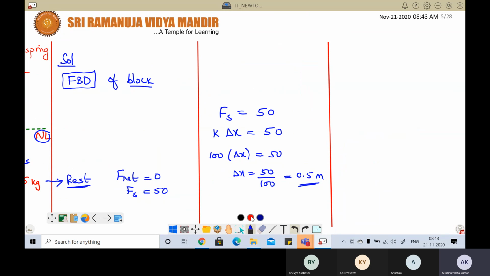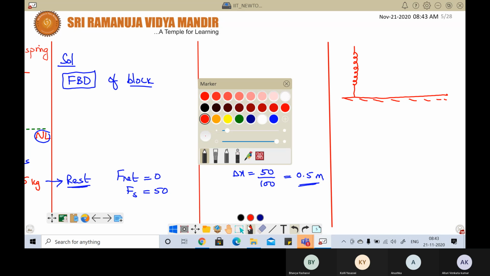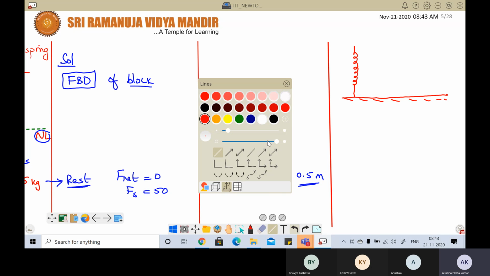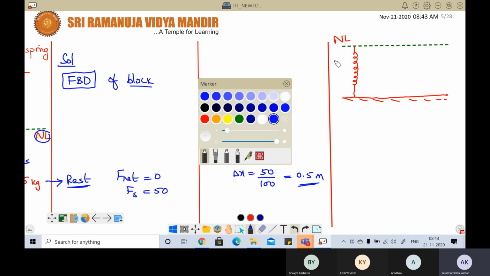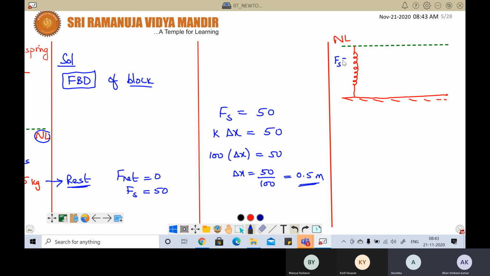Okay, see here. This is a ground. There is a spring like this, which is in natural position like this. This is the natural length. That means, will there be any spring force here? No, sir.